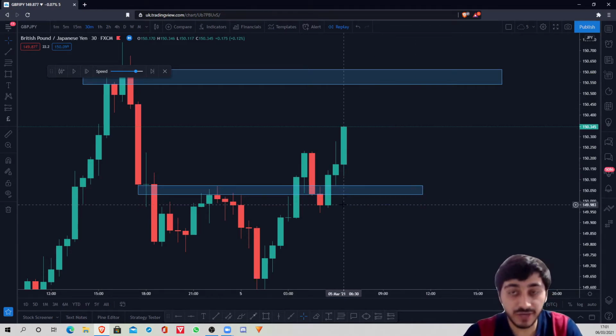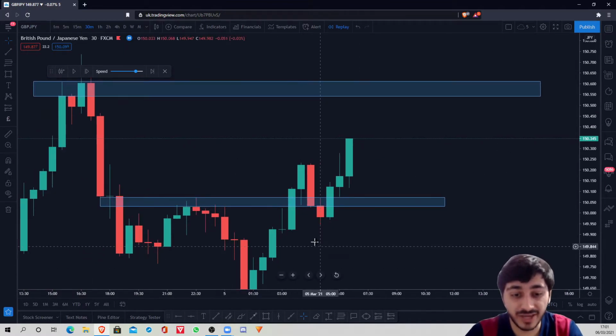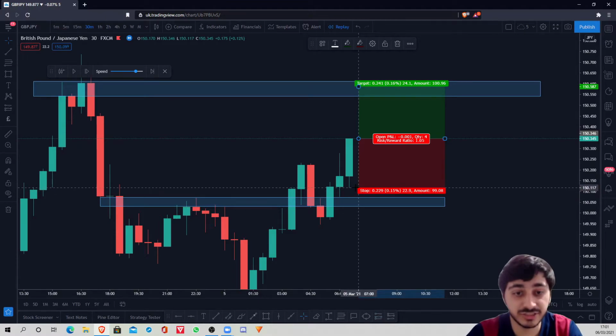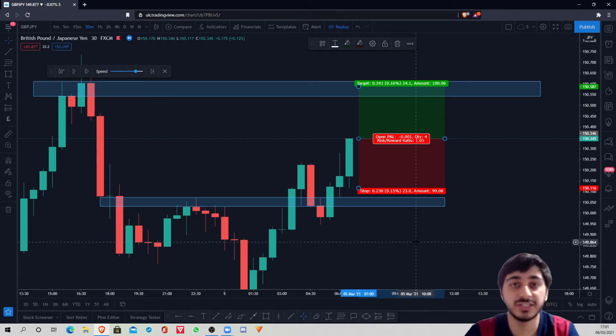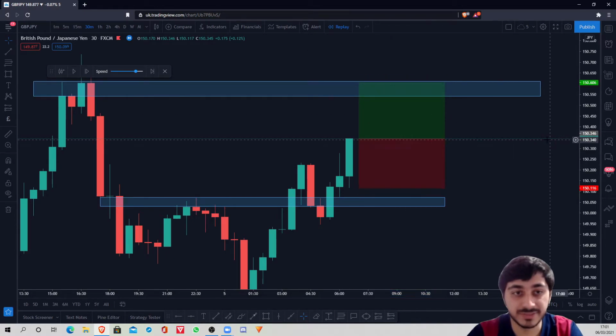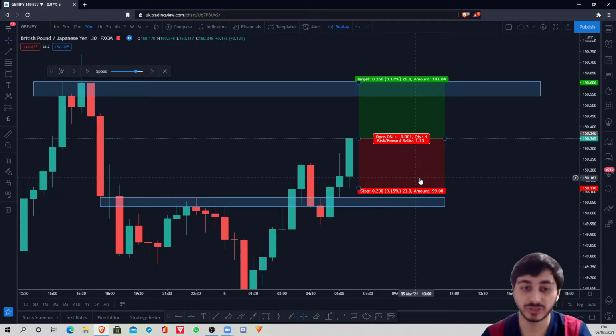Now, if you missed this entry, and I do know a lot of you would have entered at this candle here, let's see how price reacts. Now, I can tell you this beforehand. I know this is a losing trade, but let's say you took this trade, you saw the stop loss was big, but obviously you're risking 1%, so that's fine. And you're looking to make about 1% here.